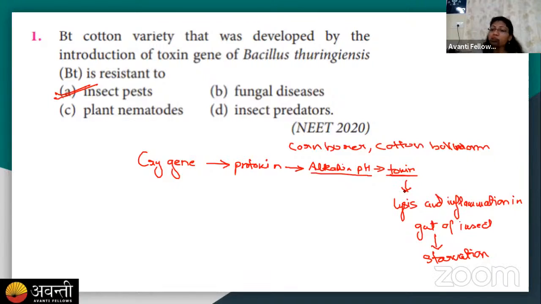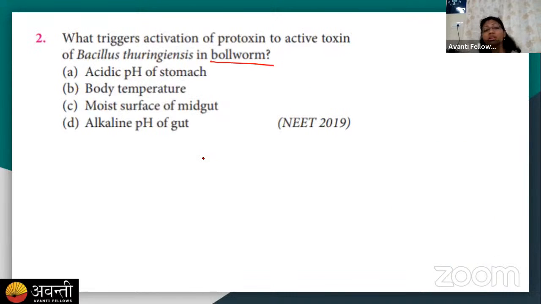And this active toxin causes lysis and inflammation of the insect's gut, due to which the insect ultimately dies because of starvation. So this is what we have discussed. So the answer to this question is option D, not B. Body temperature does not matter. The most important thing is the alkaline pH.